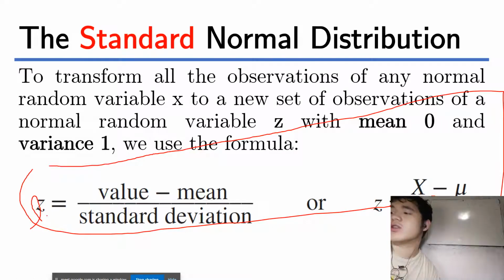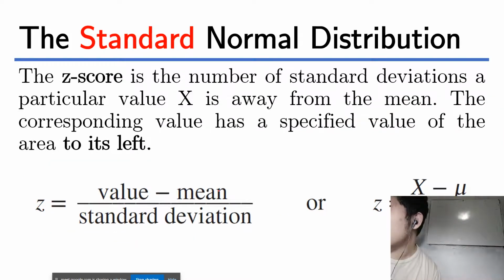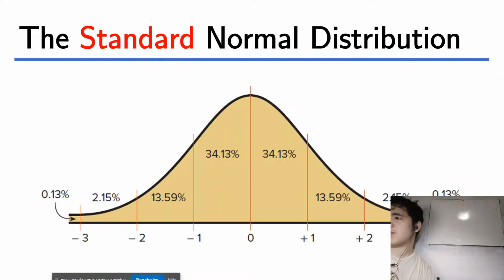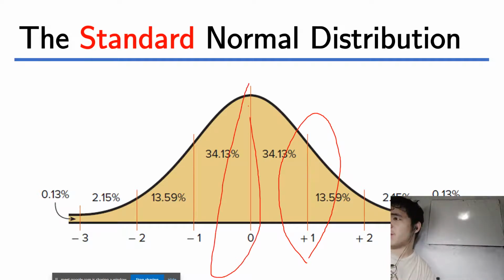Just remember this formula: value minus mean over standard deviation. The z-score is the number of standard deviations a particular value x is away from the mean. The corresponding value has a specified value of the area to its left. So what does that mean? A z-score of 1 means the value is 1 standard deviation away from the mean of 0, and the area to its left is 68.26.